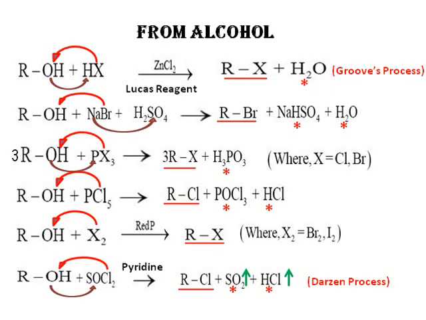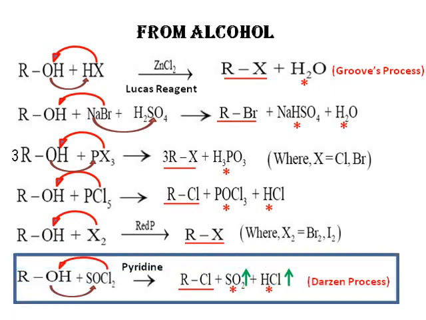This process is the best process among these processes to produce alkyl chloride from alcohol, as the byproducts go out and we get the alkyl chloride without the separation from byproducts. So this is the best process, and in other processes you have seen the byproducts are formed, so we need to separate the alkyl halide from the byproducts.